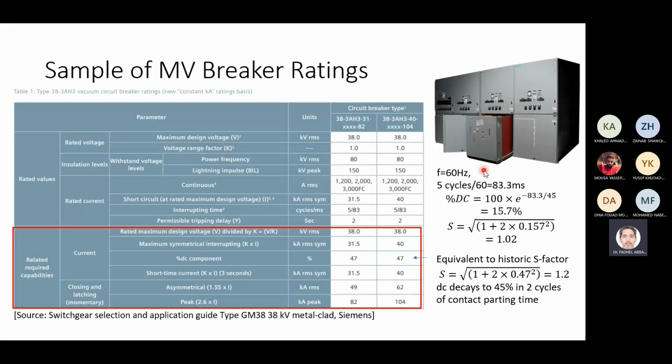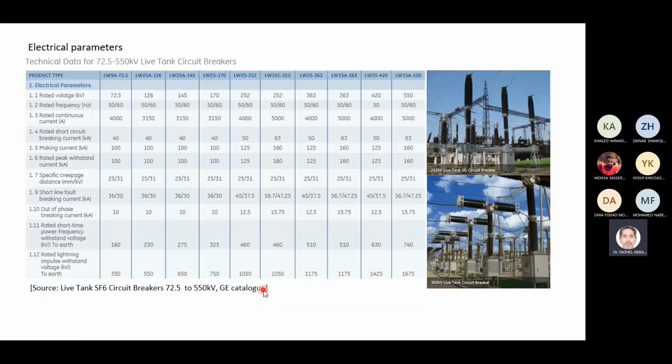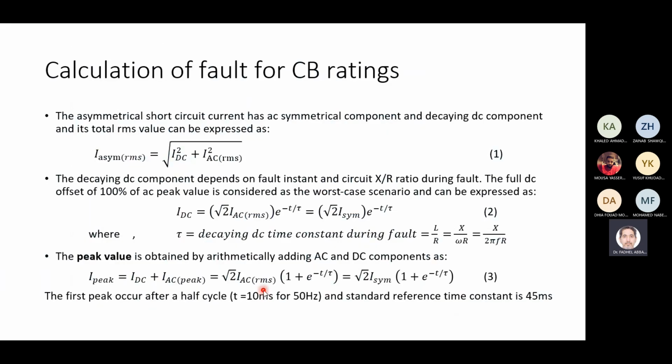This is another specification sample of a medium voltage circuit breaker rating, where they also specify the rated maximum design voltage, the maximum symmetrical current, the DC components, the short time current rating for 3 seconds, the asymmetrical rating, and the peak rating, which we also call the close and latch rating. This is different. I will not go into this now. I'll give you examples.